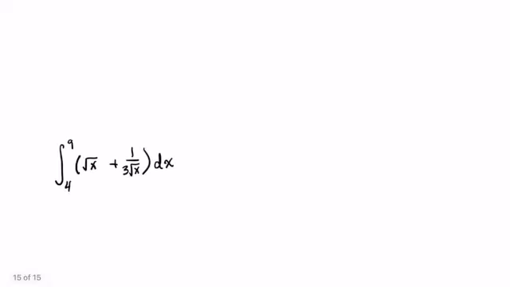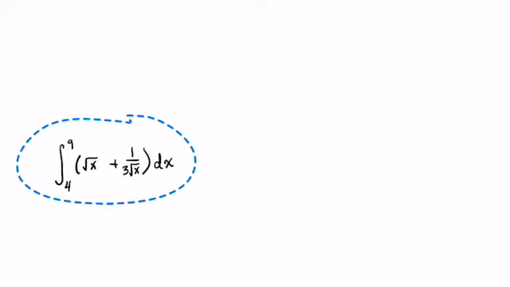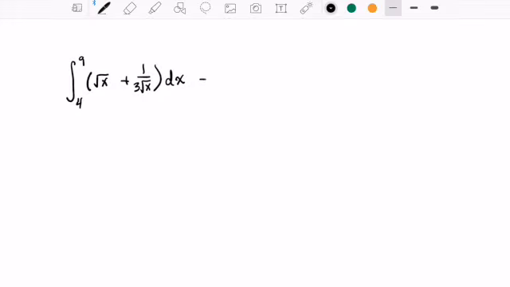So this one's a good problem. I really like this one. It will give us a little bit more room to work with. But I always like to rewrite this so that I have my bounds are 4 to 9. But I have x to the 1/2 plus 1/3 x to the negative 1/2 dx.